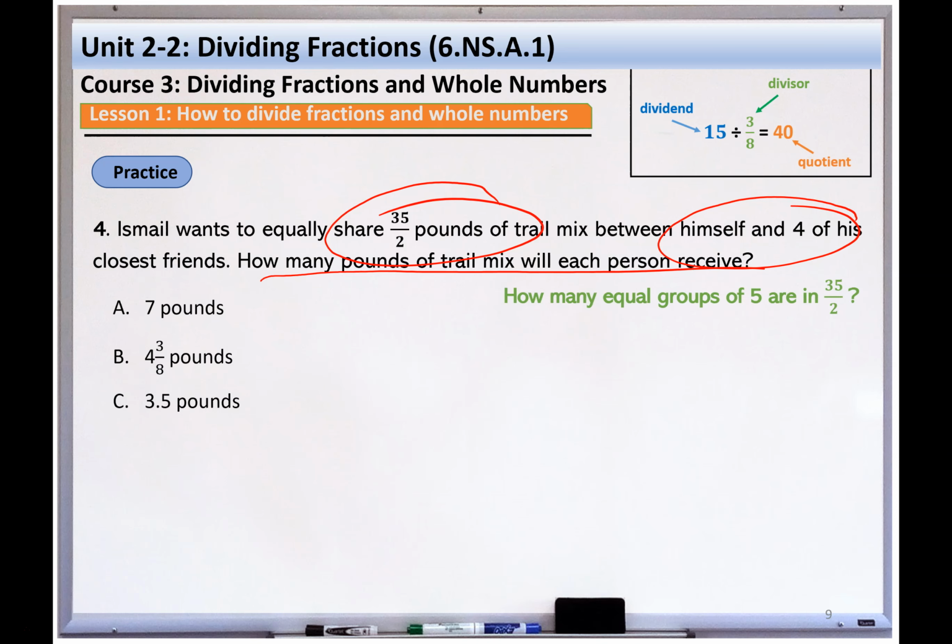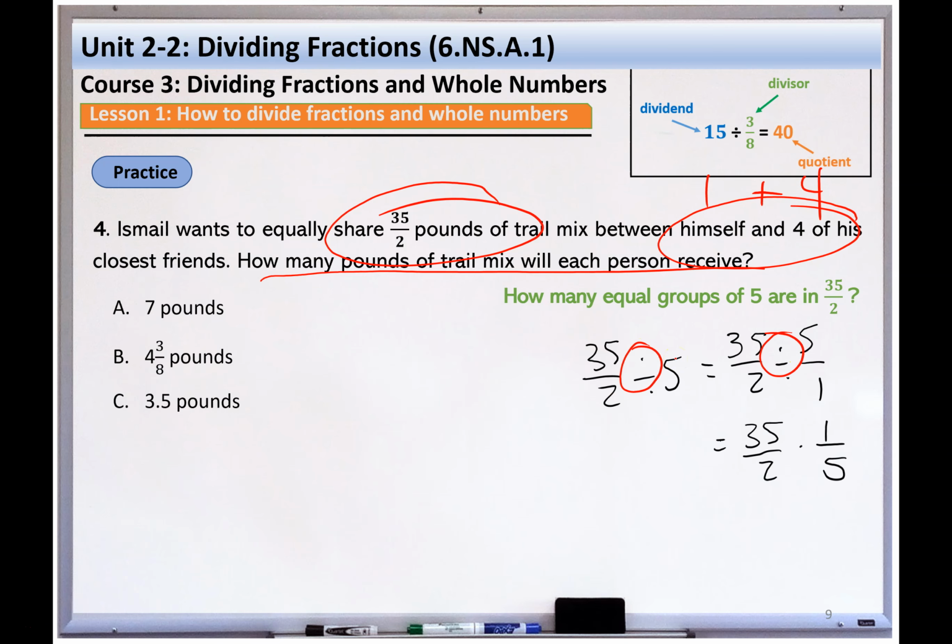Okay, so again, we're trying to figure out how many equal groups of 5 there are in 35 halves. Why 5? Because it's himself, 1, and 4 of his friends, that's 5. 35 halves divided by 5. First, I just convert. I didn't change my sign here. Now I'm going to invert the 5 over 1, or turn it into its reciprocal, 1/5. Simplify, 7/2, or 3.5. Each person will receive 3.5 pounds.